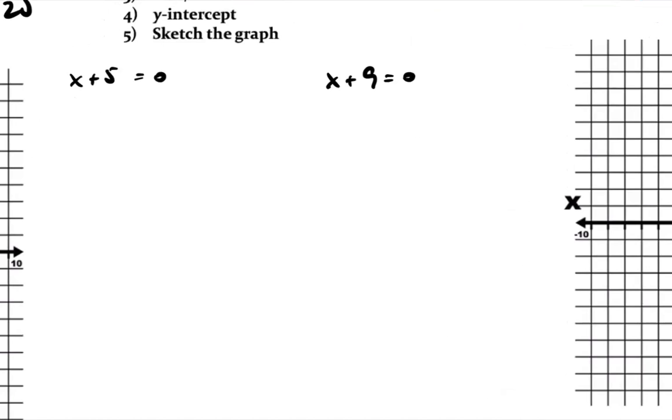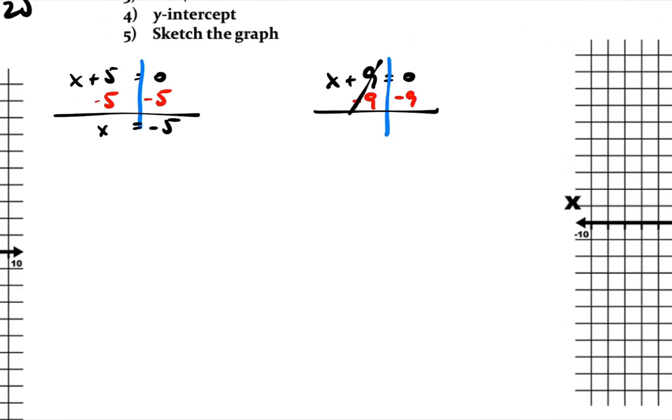Okay, so I'm going to solve these. For this one, I'm subtracting 5 from both sides: -5. Over here, I'm subtracting 9 from both sides: -9. Those are my x-intercepts.